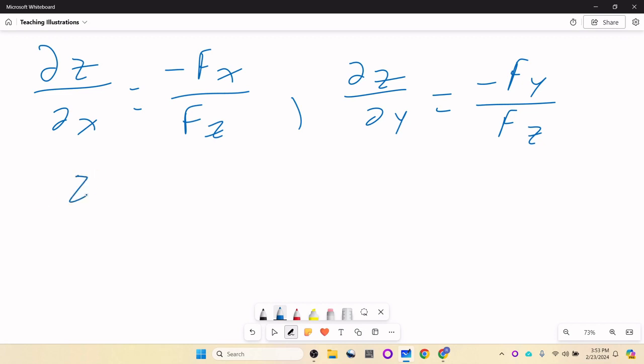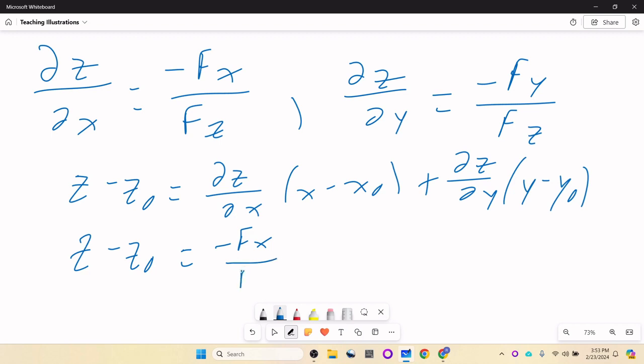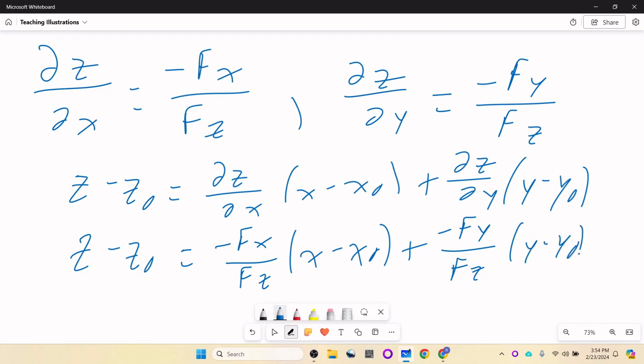So the equation we gave was z minus z naught is del z over del x, x minus x naught, plus del z over del y, y minus y naught. Well, we can replace those partial derivatives with these expressions. Z minus z naught is negative fx over fz, x minus x naught, plus negative fy over fz, y minus y naught.